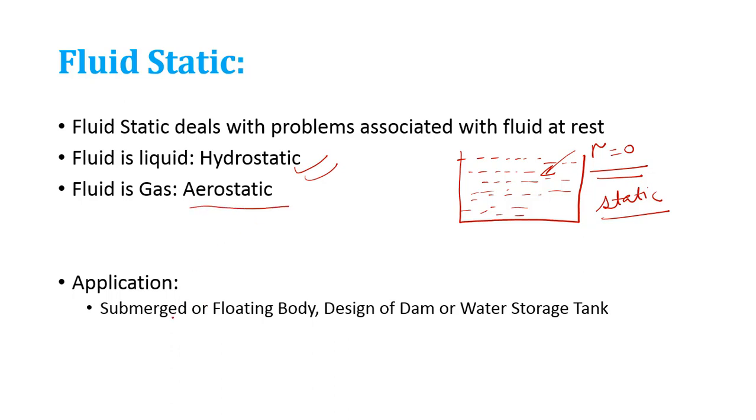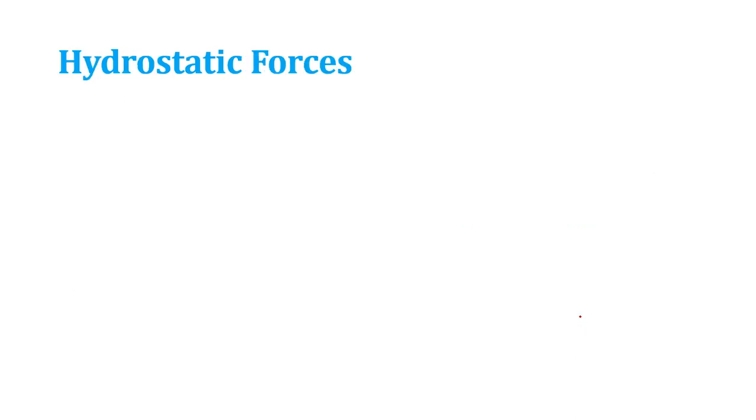And the application of this hydrostatic is mainly submerged and floating bodies. For example, for a floating body, you can take a ship as an example, so that is one application of fluid static. Submerged bodies like submarines. Then various concepts like designing of dams and water storage tanks. So we use this hydrostatic concept in these many applications. Okay. So now let us try to understand what is hydrostatic force.